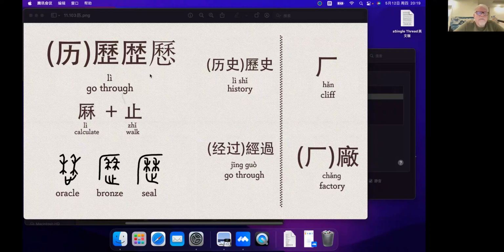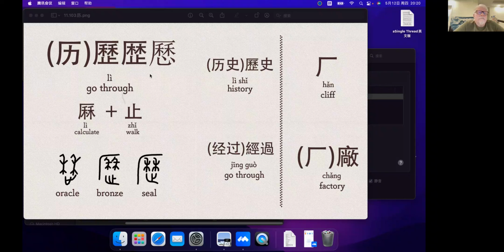And on the bottom, we have a foot. And if you look at the oracle character, you can see clearly that it's a foot. If you look slowly at how it changes, you can see how the zhi, which means a foot, comes to mean walk. So this character means to go through. And it also came to mean the history. You go through something, you do something, and then it comes to mean history.